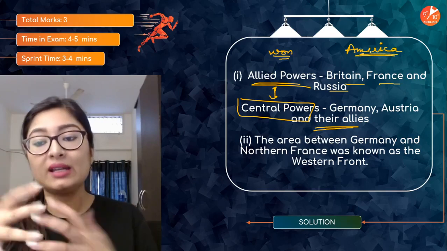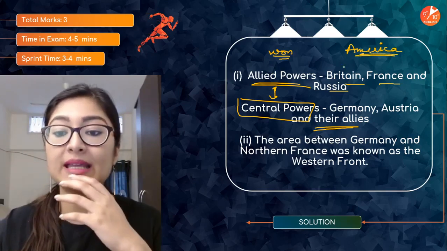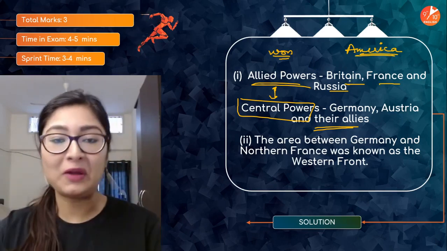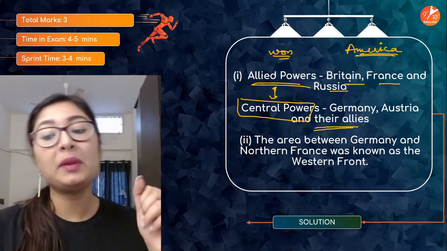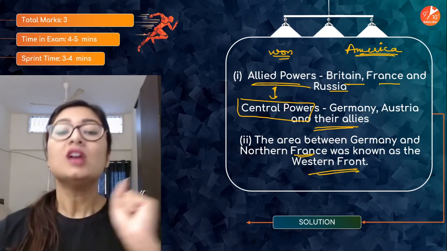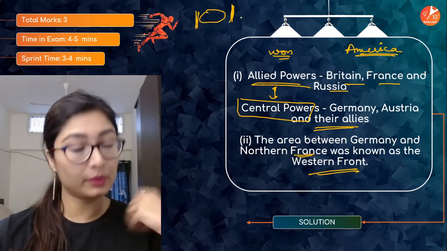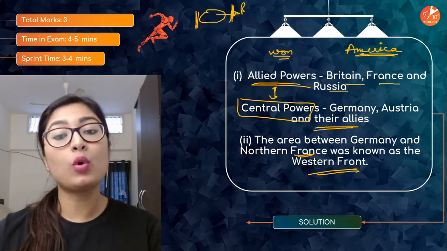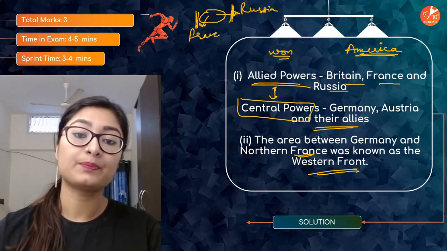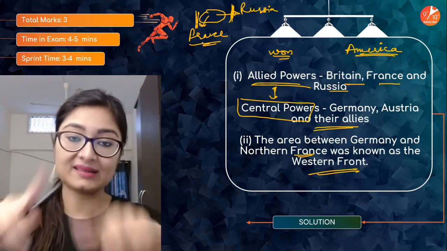So you can remember this like BARF, right? BARF. Or FARB, just find out whatever works for you. And the area between Germany and northern France was known as the Western Front. So you can imagine, if this is the country, this would be the Eastern Front, this would be the Western Front. Eastern Front was more towards Russia for Germany. Western Front was towards France. So this is how it was. I'm not drawing the map because I don't even know how Germany exactly looks on a map.